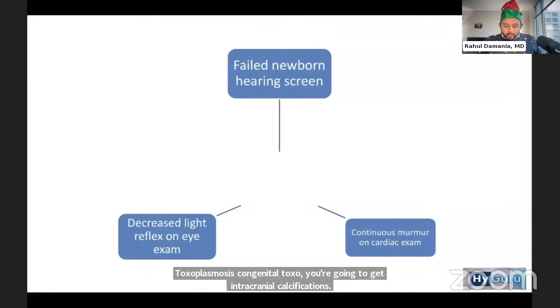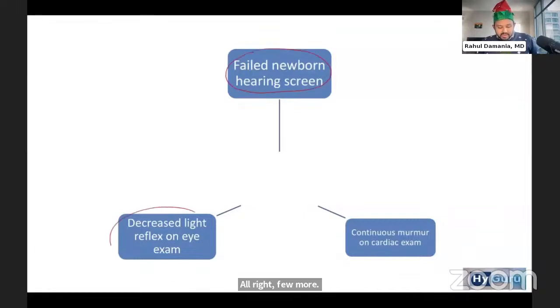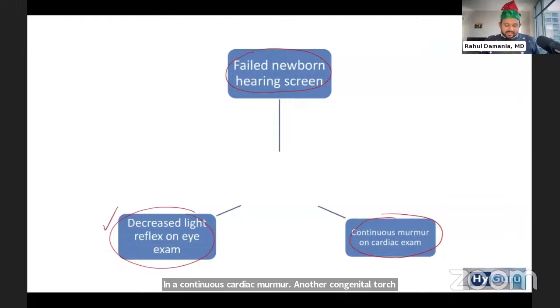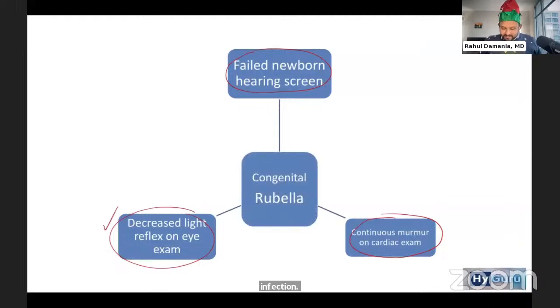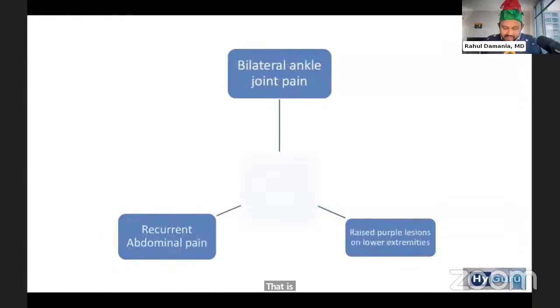All right, few more. Failed newborn hearing screen, decreased light reflex on eye exam, and a continuous cardiac murmur. Another congenital TORCH infection, deafness, cataracts, and PDA. That is going to be congenital rubella. Very good. Last three.